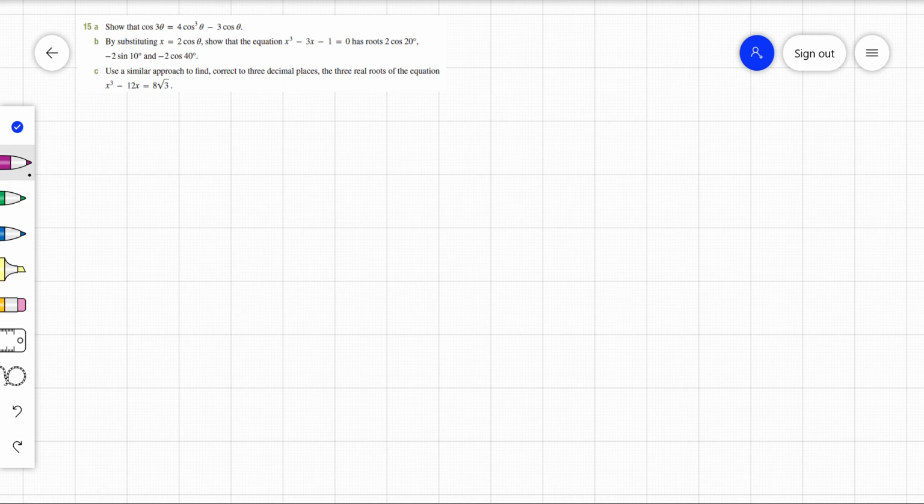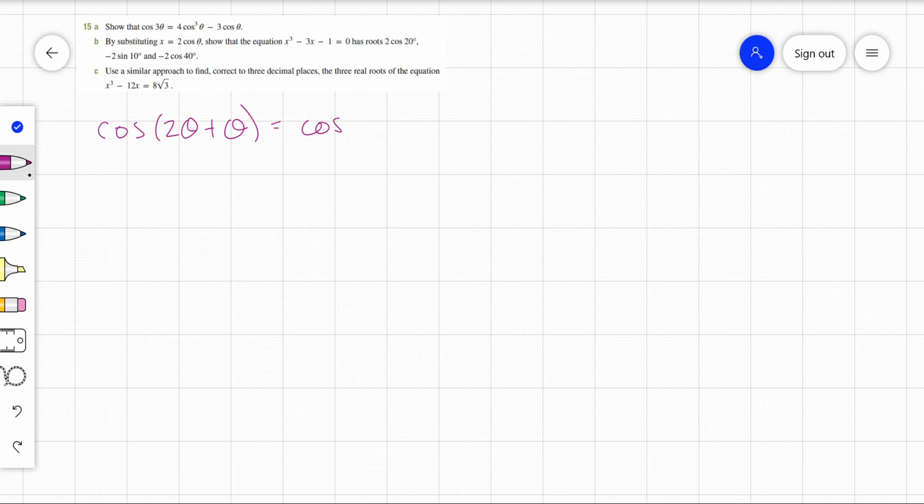This one's a particularly interesting one. Part A we've shown many times before, so you will have seen this before. If you're in Extension 2, you could do it a different way, but again, I think this way is quite efficient. So cos 3θ we know is cos of 2θ plus θ.